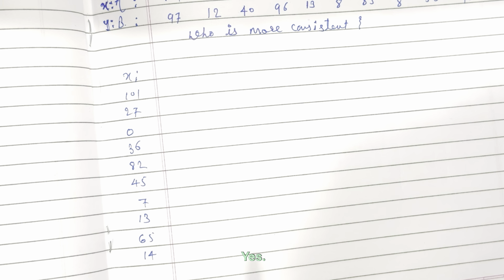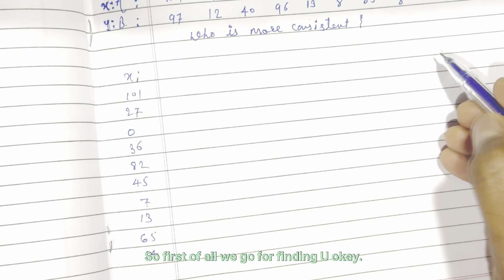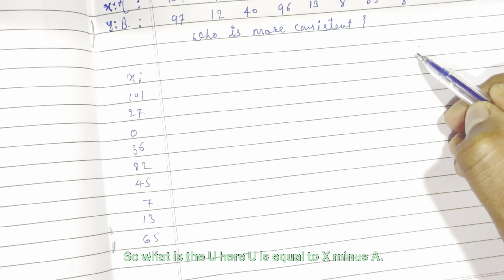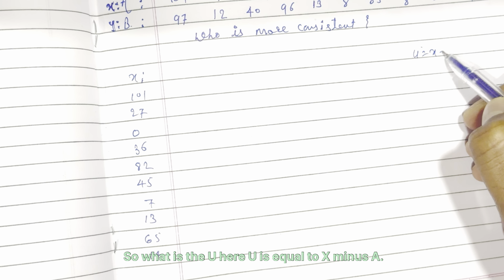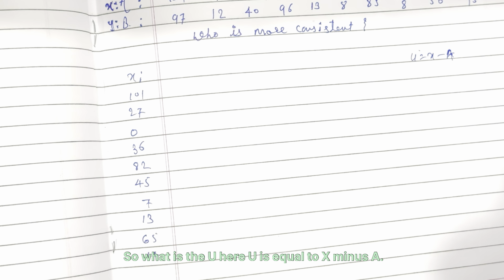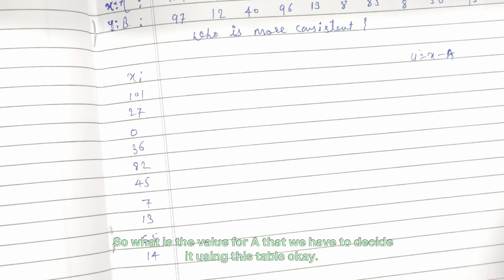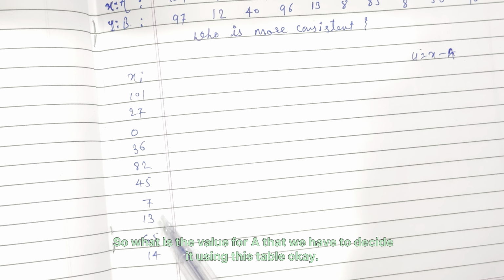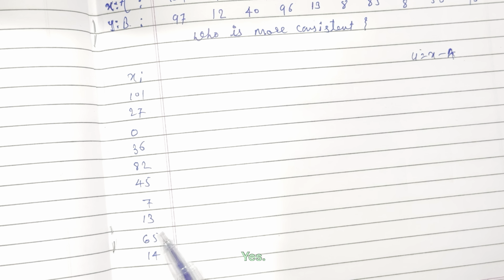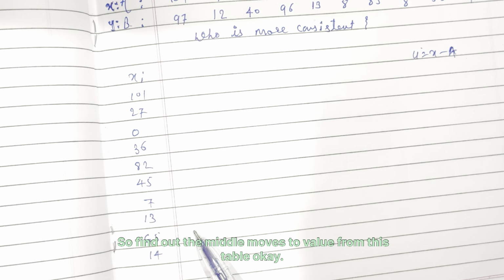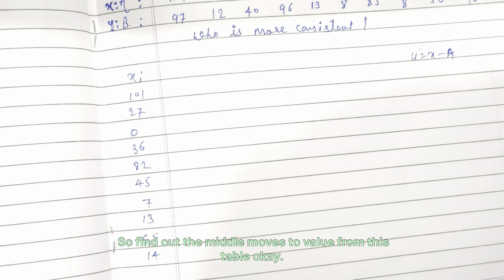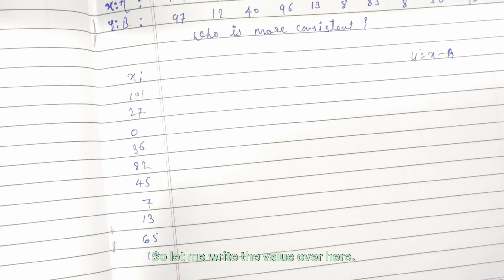First of all we go for finding u. What is u here? U is equal to x minus a. We know that u is equal to x minus a, so we have to find the value for a. What is the value for a? That we have to decide using this table. Find the middlemost value from this table. Let me write the value over here.